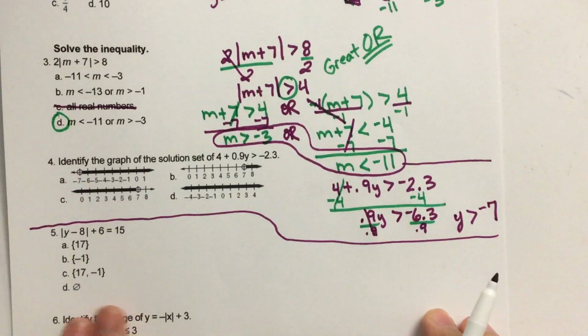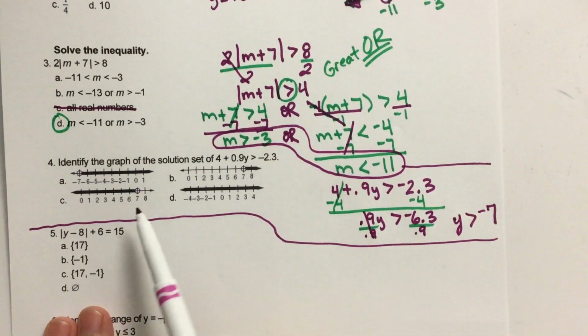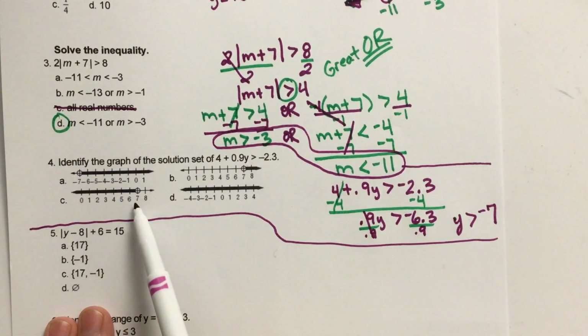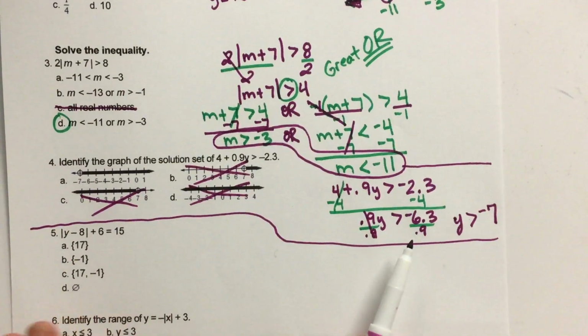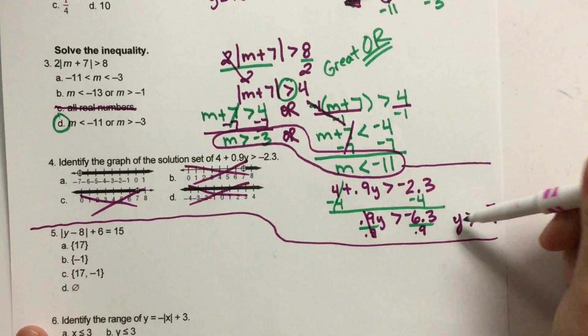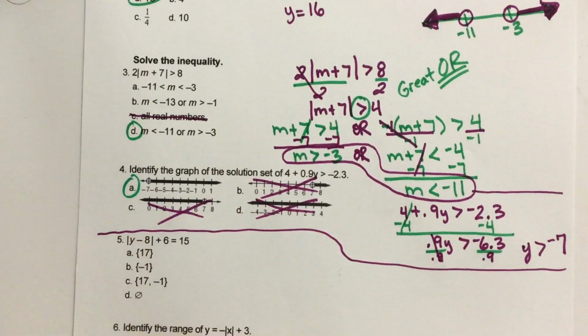So if I look up here at my graphs, I would want an open circle at the -7, and that has an open circle at -7. That one doesn't. That one doesn't. That one doesn't. So bing, bing, bing, I know my answer. And y greater means you would shade to the right. So sure enough, answer choice A is the one I want.